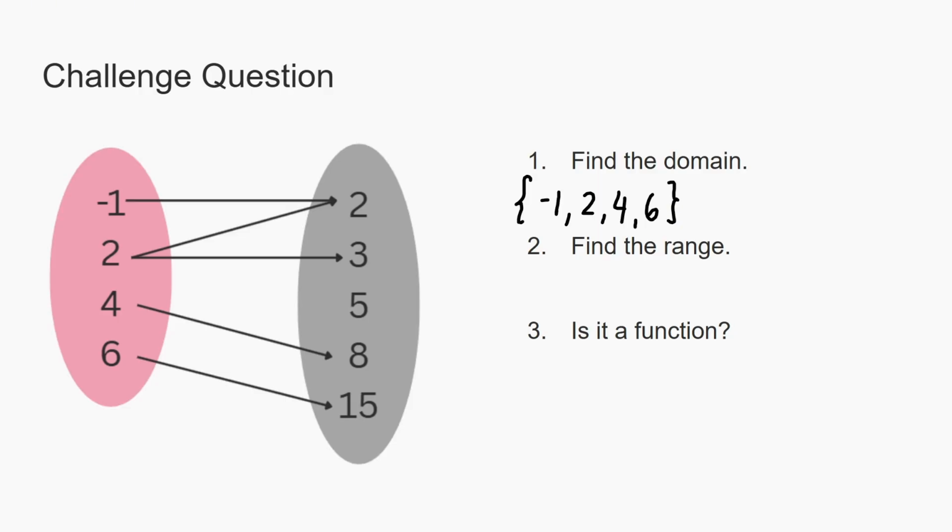Now we're looking for the range. The range is going to be the right side here that's used. In this case, it's going to be 2, 3, 8, and 15. Why does it not include 5? Because there's no arrow pointing here. So 5 is not a part of the range. The range is going to be 2, 3, 8, and 15.